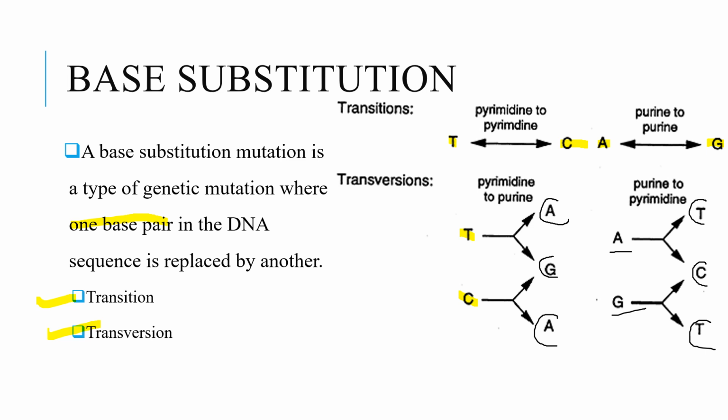As you can see here, in case of transition, purines change to purines and pyrimidines to pyrimidines. And in case of transversions, pyrimidines change to purines and purines to pyrimidines. Now there is one question: out of transition and transversion, which one is more deleterious, or which one has the deleterious effect? So the answer is transversion has the deleterious effect.